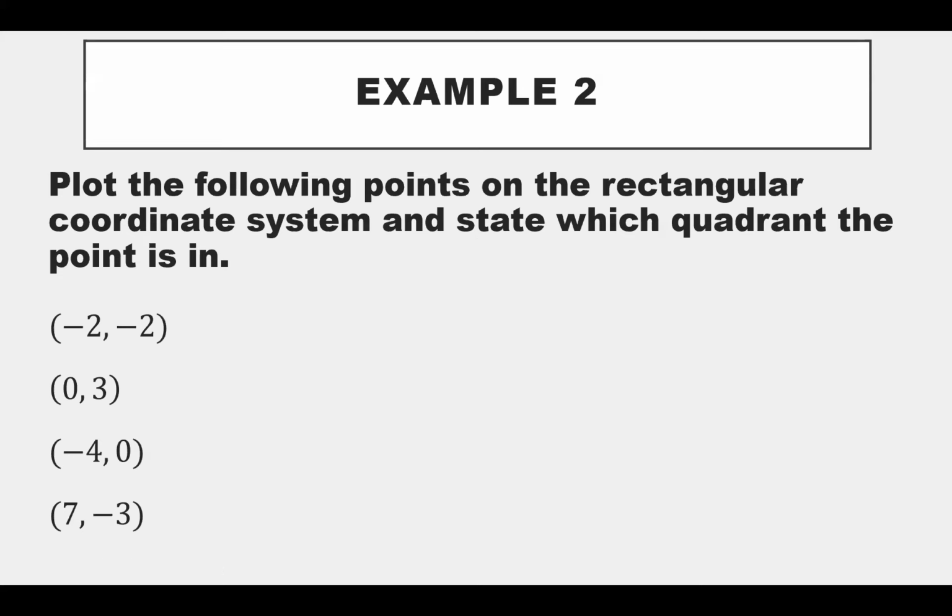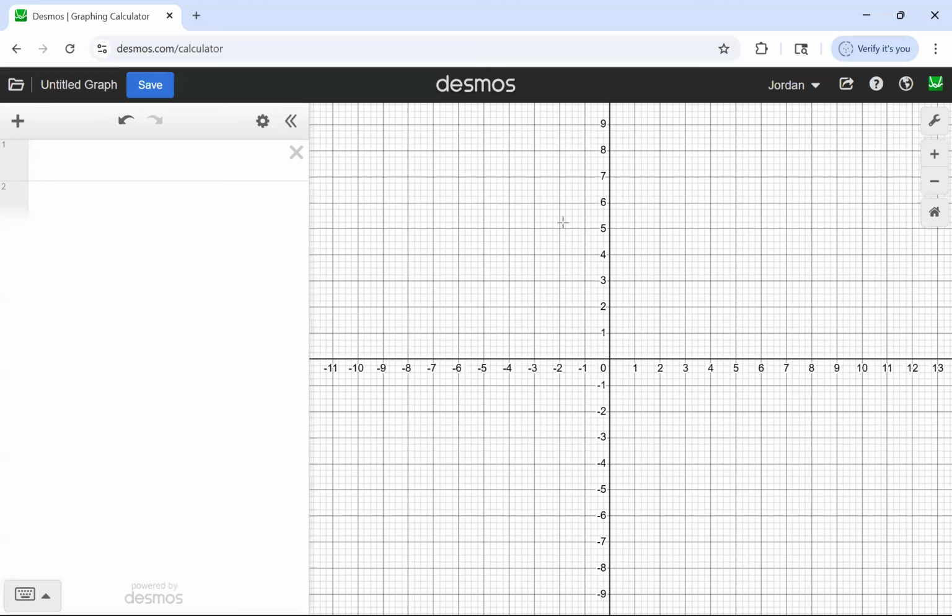Let's go ahead and do example 2 as well. Plot these 4 points on the rectangular coordinate system and state what quadrant each point is in. Push pause on the video and try this on your own if you'd like, and in a couple of seconds, I'll show you how it's done. All right, so let's go ahead and do this.